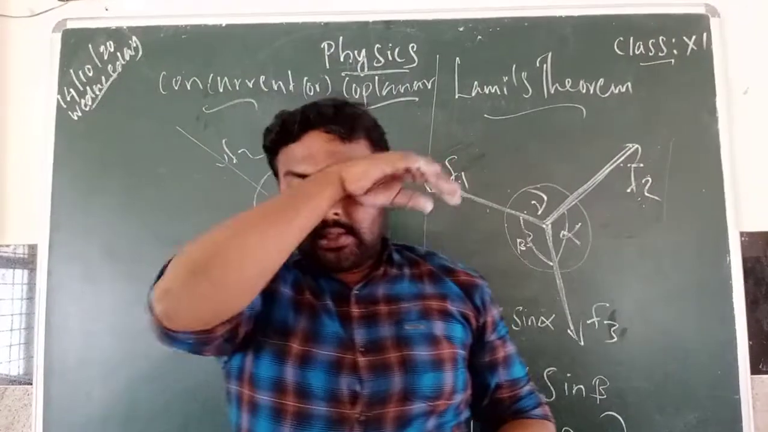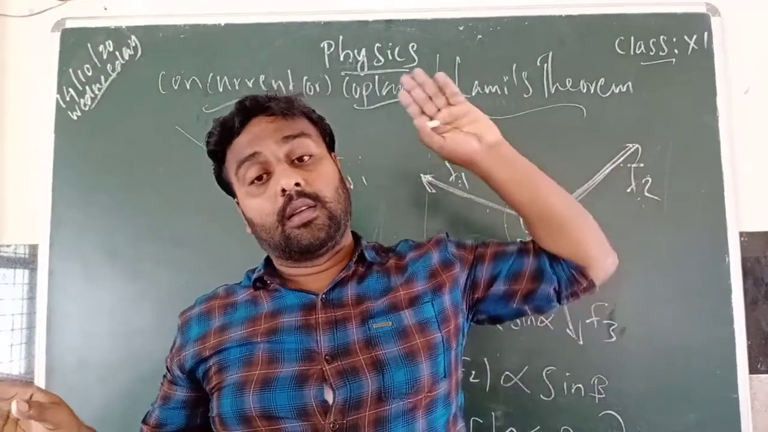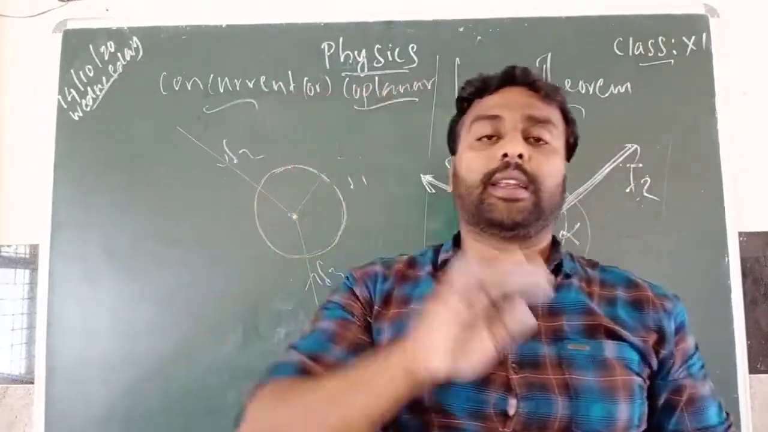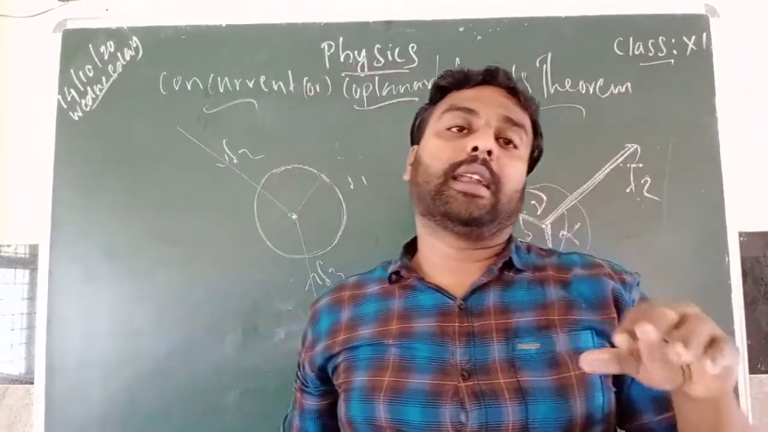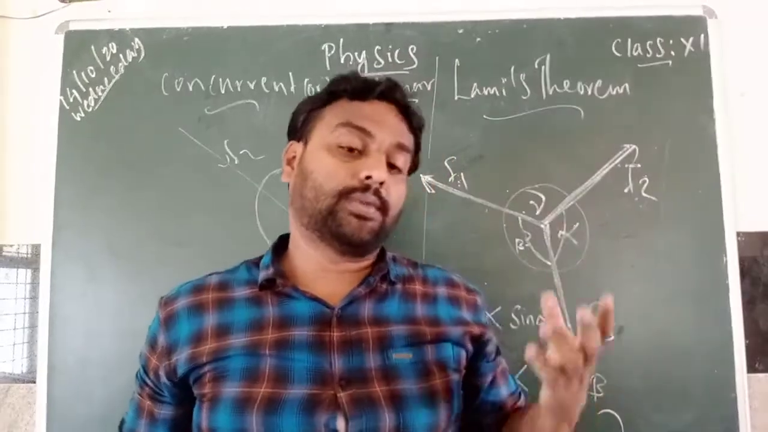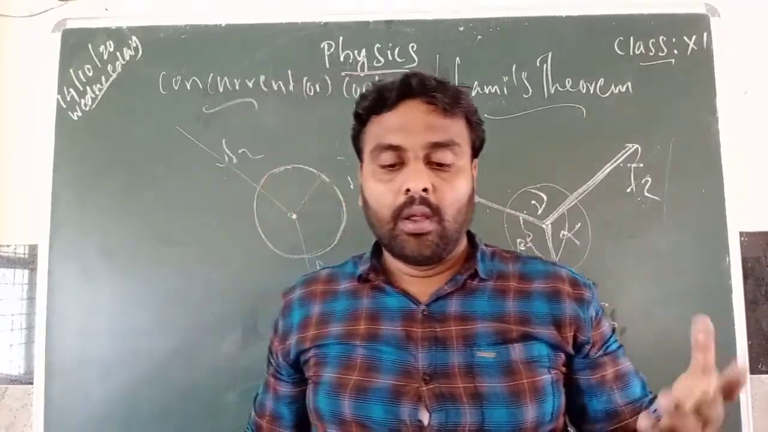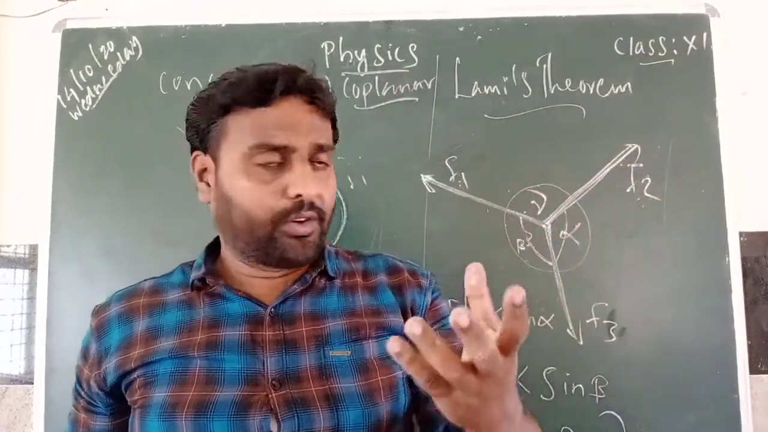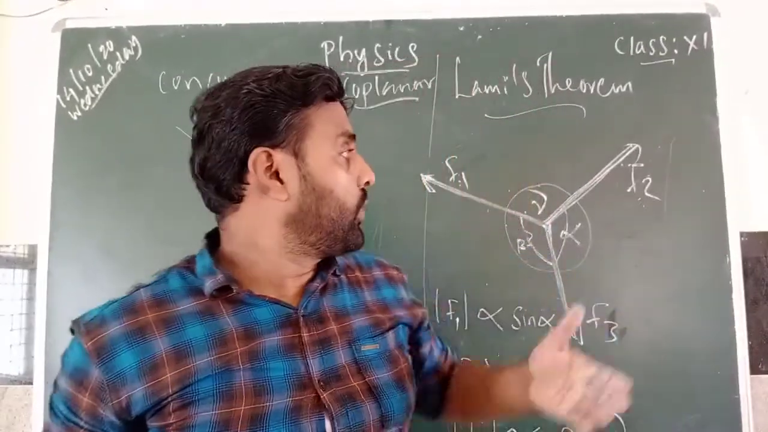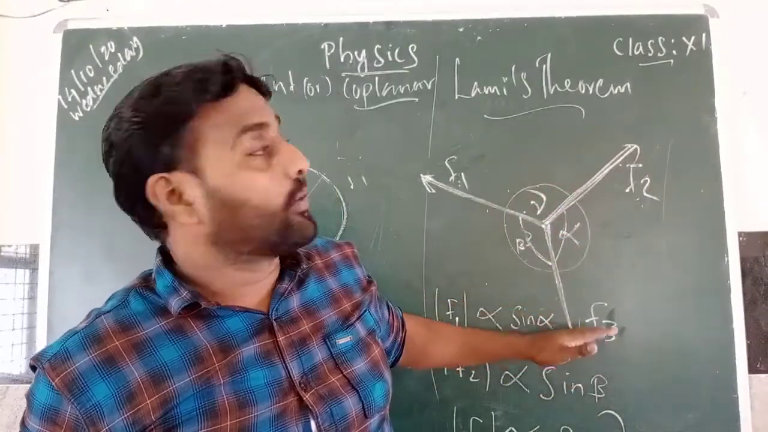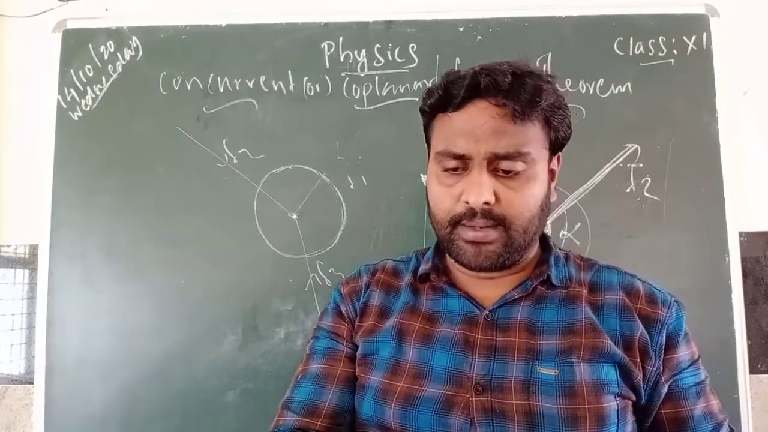And this Lami's theorem is used to analyze what? The forces which are acting on an object at equilibrium. For an object in static equilibrium with some forces acting, to find the magnitude of those forces we use Lami's theorem. On page number 129 it is there: the magnitude of each force is proportional to the sine of the angle between the other two forces. You have to draw this diagram, write these equations, and use the theorem, then you will get the 3 marks. It is a very, very important question.